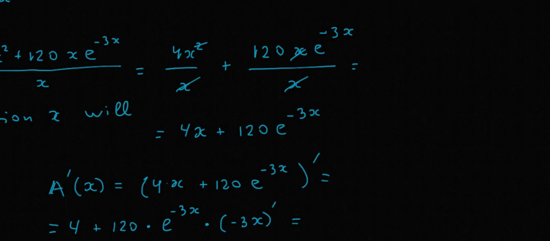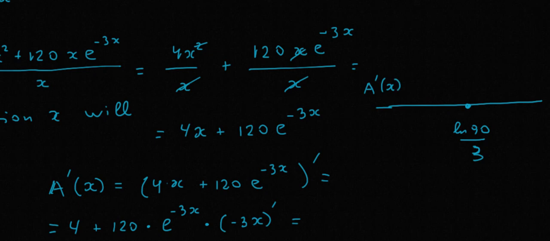Maybe I should do the full sign diagram for the derivative. I'm going to draw the number line. I'm going to mark on this number line the critical point that we found, natural log of 90 divided by 3. And this is the only critical point that this function has. This critical point divides the number line into two segments. And I would like to determine what the signs of the derivative are on each of these segments.